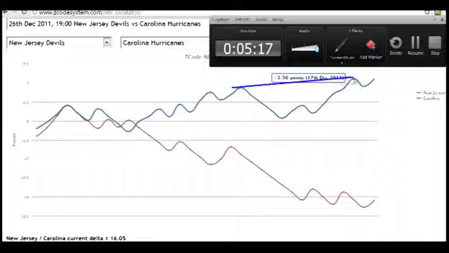And as you can see, New Jersey is trying to break the resistance level, which means they can finally become a better team. Meanwhile, Carolina is trying to bounce back to the support level. As you can see, the difference between the teams is so huge, it's a clear sign that New Jersey is going to win here.